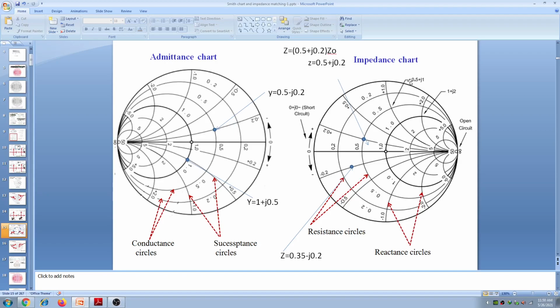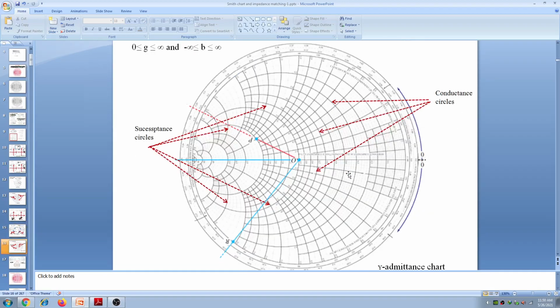Okay, if you take only the impedance chart, we can have only reactance circles and resistance circles. In the market it is available as a Smith chart. If you ask for a Smith chart, they will provide an impedance chart that consists only of reactance circles and resistance circles like this. Okay, but ours is a YZ chart or ZY chart. That means it consists of all four circles overlapped over each other. See, conductance circles, susceptance circles, resistance circles and reactance circles, all these four overlapped over a single chart, that is a ZY chart. Okay, so that is like this.